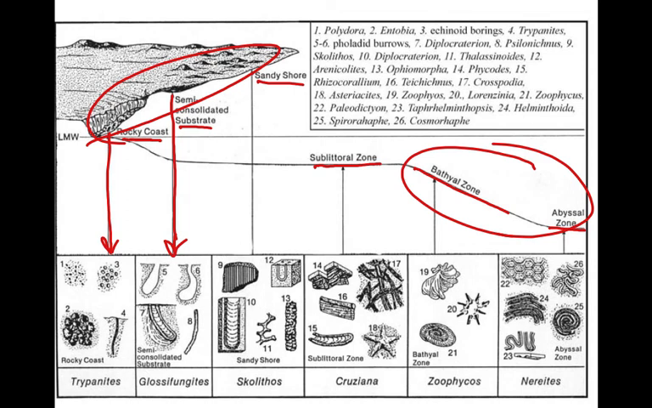In general, the types of burrows that occur in any given environment depend on the energy in the environment, the type of substrate found in the environment, and also the depth beneath the sediment surface. So right at the surface, you may find a different type of burrow than if you were to dig down deeper.